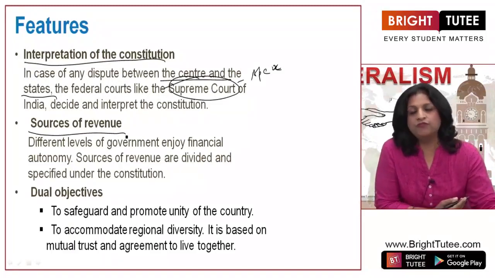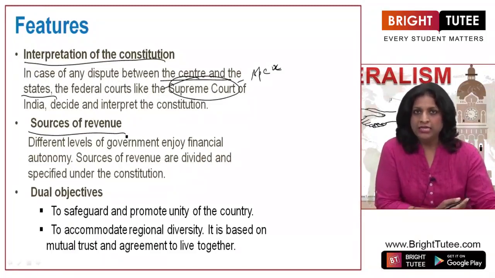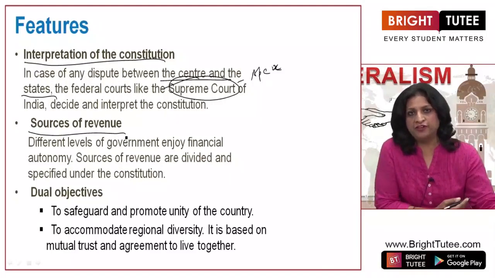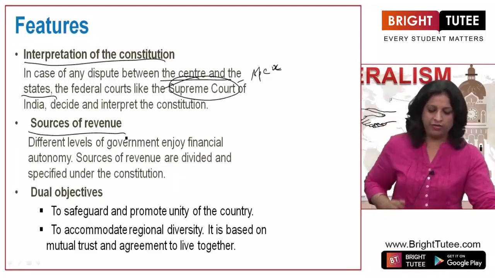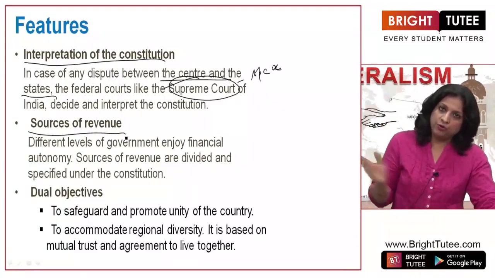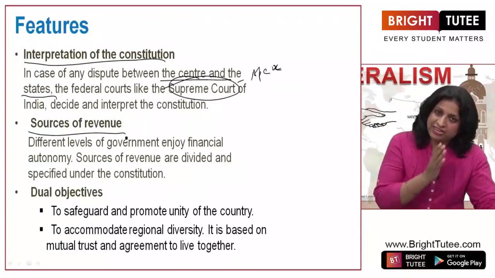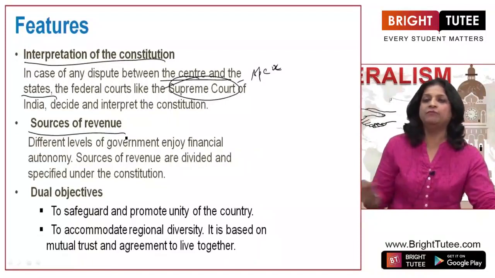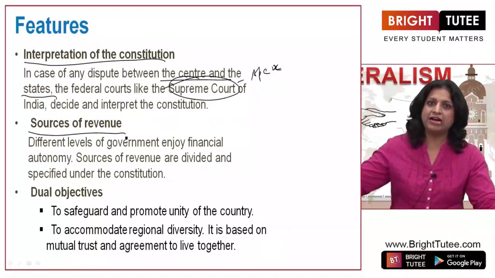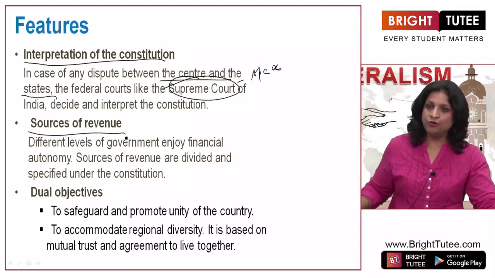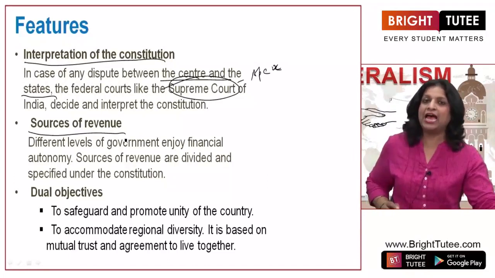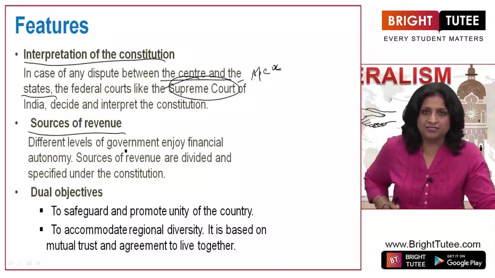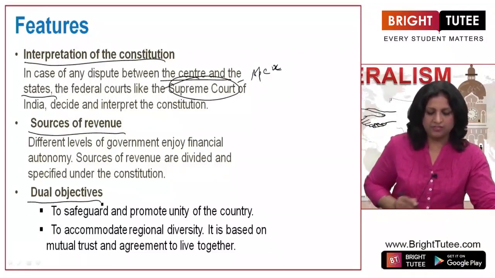As I told you in the difference between federal and unitary, both levels of government have their own sources and their own financial autonomy. The central government has its own resources and finances which it uses for administration. Similarly, the state governments also have their own sources of revenue which they use for administration and for the development of their state. Okay, now the last is the dual objective.